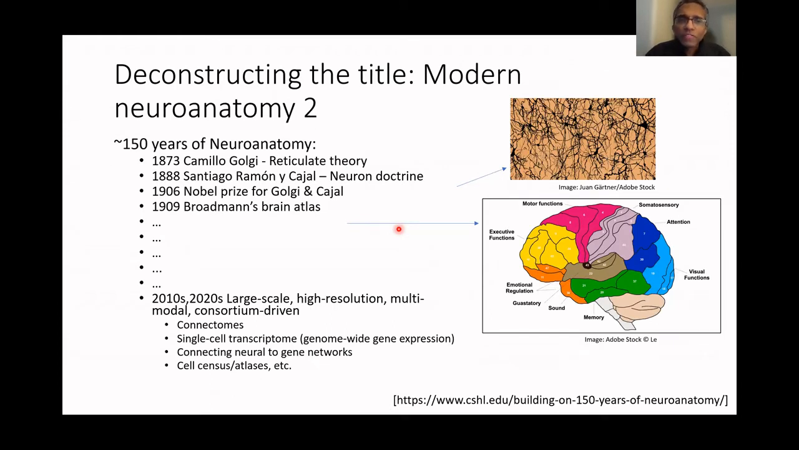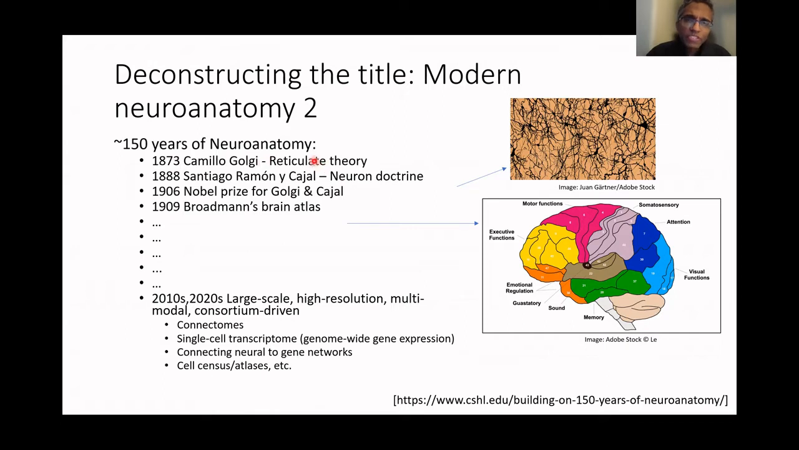And let's now look at the second part of the title, the modern neuroanatomy too. To understand that, we need to know what classical neuroanatomy is. Neuroanatomy is a field that is about 150 years old, and this is based on an article from Cold Spring Harbor Labs. Most of you may have seen these pictures by Ramon Cajal, the intricate drawings of neurons and their connections based on Golgi staining, the staining that Golgi introduced in 1873.